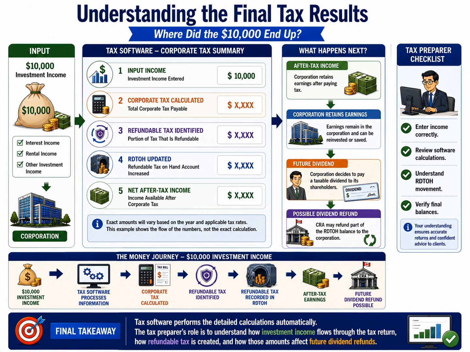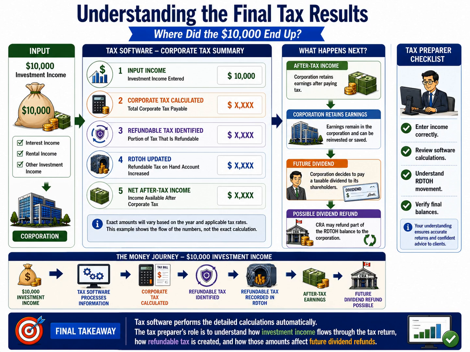First, it confirms the investment income that was entered. Next, it calculates the corporation's total corporate tax payable on that investment income. The software then identifies the refundable portion of the tax. This is the amount that qualifies to be tracked in the corporation's Refundable Dividend Tax on Hand, or RDTOH, account. Once that amount has been identified, the software automatically updates the corporation's RDTOH balance. This refundable tax is now available for possible recovery in the future if the corporation pays taxable dividends to its shareholders.